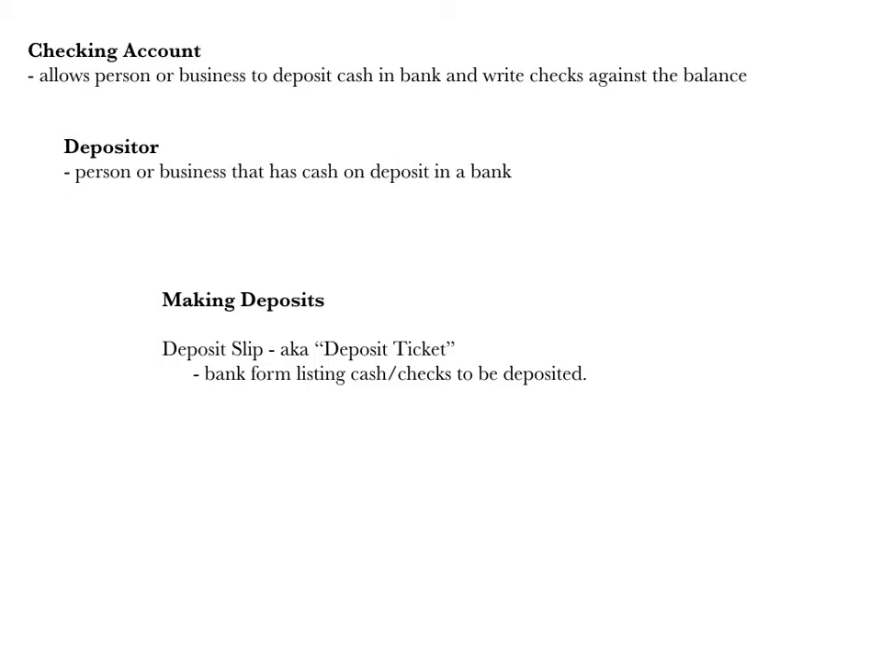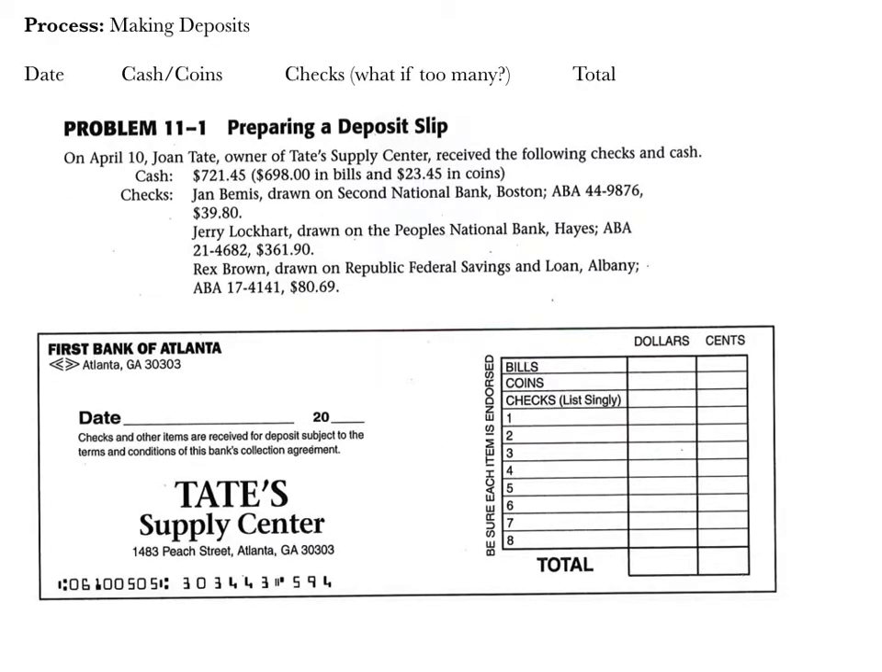So the first process today that we want to look at is the process of making deposits. This process involves preparing a deposit slip. There's 4 parts to the deposit slip. We want to include the date, the cash and coins that we're depositing, the checks, and if we have too many of them, then we'll list them on the back or on a separate sheet of paper, and then the total amount of the deposit.